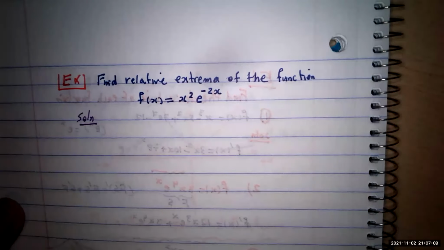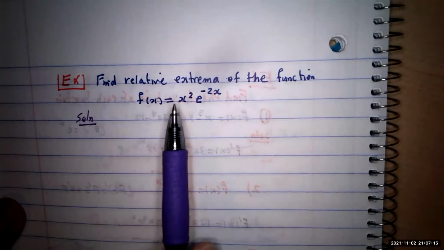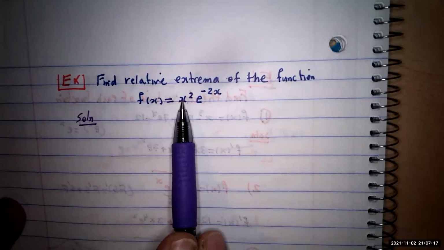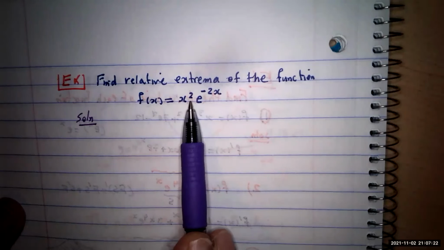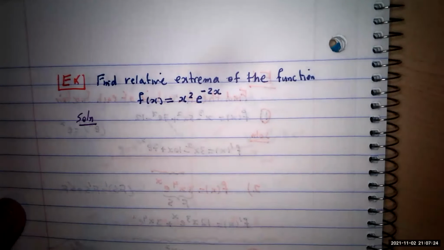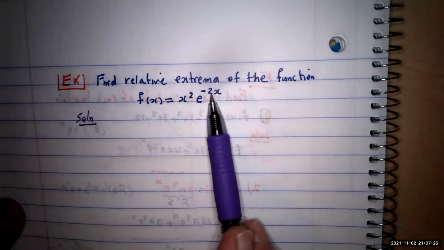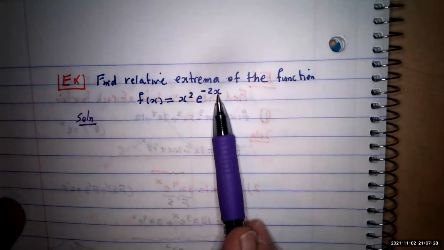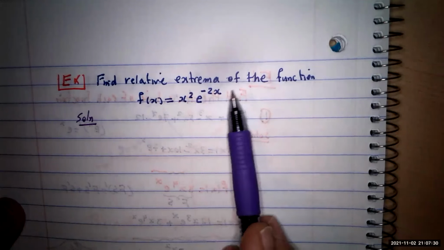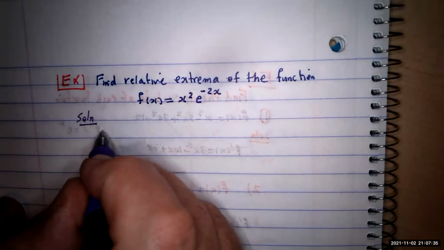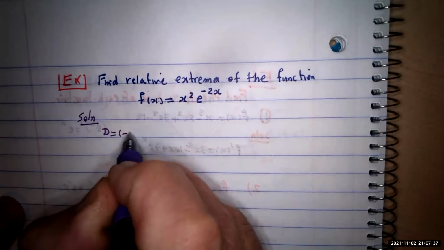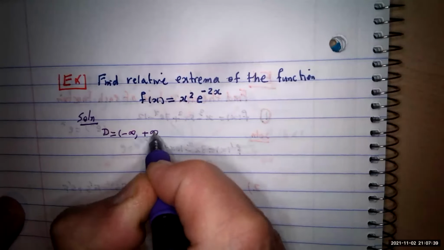Domain first. What's the domain of this function? You see, x squared is a polynomial. It's an exponential function. Remember, the exponential function is defined everywhere. You can use any x you like. You look at the top only. Negative 2x is a polynomial. So no restriction on this domain. The domain of this function is negative infinity to positive infinity.